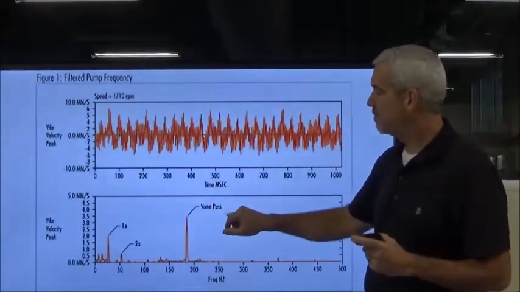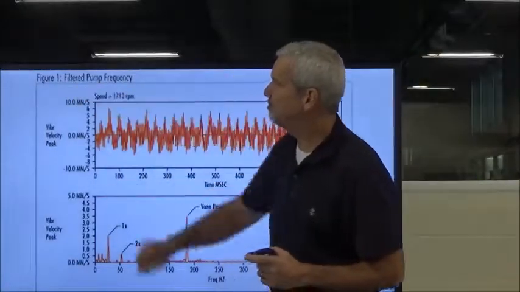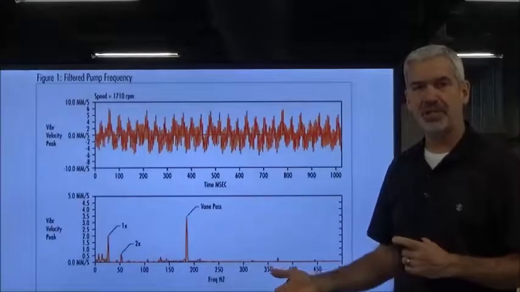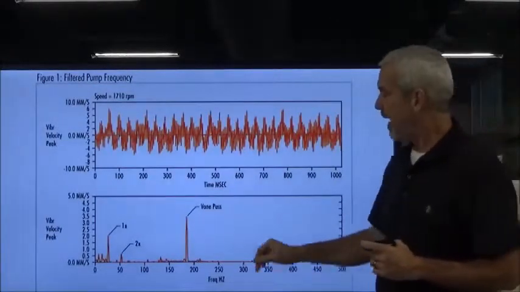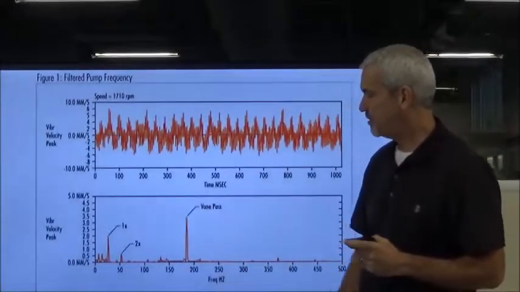But what was real interesting is this. You can't read this on the screen, I'm sure. It says vane pass. This is for the filter pump, and this is measuring the vibration data coming off of a pump. And the pump has vanes on the impeller, and here we've got vane pass frequency.